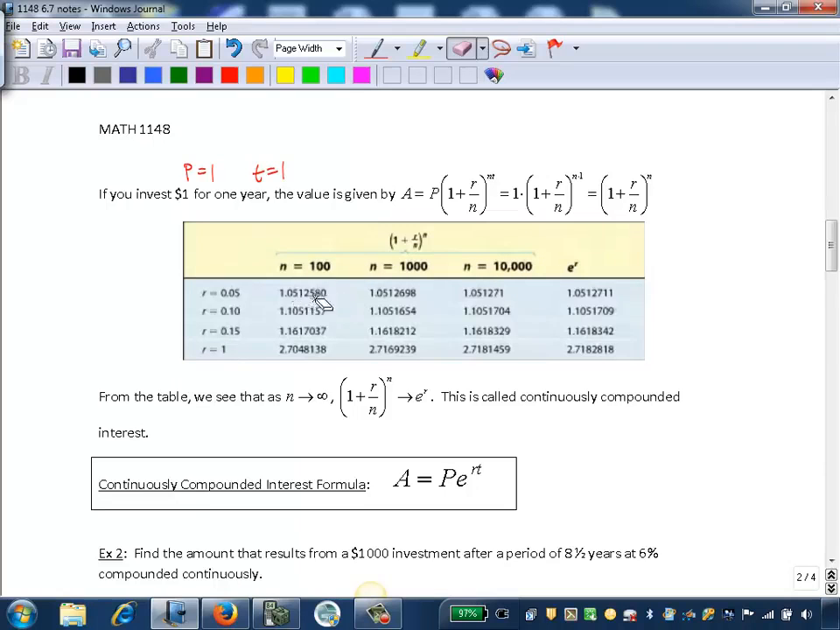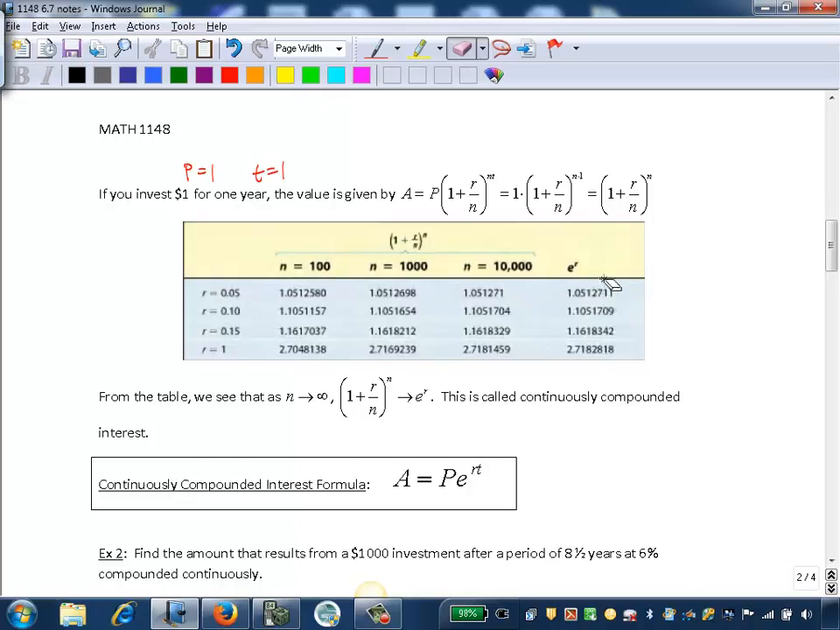But what you want to look at is, let's say at the 5%, as we increase from 100 compounding periods to 1,000 compounding periods, you can see the difference is negligible. It's out to the, what is it, tenths, hundredths, thousandths, 10,000ths, 100,000ths place that this even differs. And then as you go from 1,000 compounding periods to 10,000 compounding periods, again, negligible difference here.